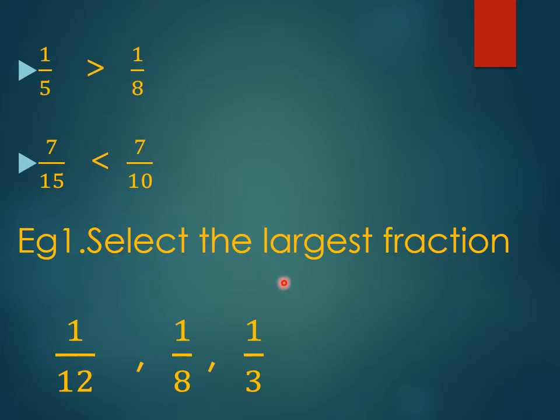Select the largest fraction. Look at this, the numerators are all equal, 1. Therefore, the fraction which has the smallest denominator is the largest fraction. Practically, you can assume this is one part from a cake. The cake is divided into 12 small parts. This is one portion, but here the cake is divided into 8 parts. This is one portion. Here the cake is divided into only 3 parts. That means this is the largest fraction.